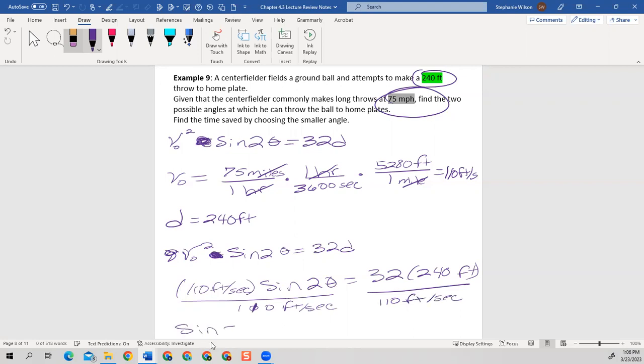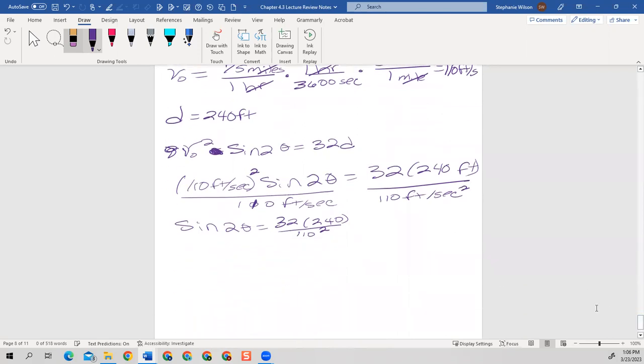So now I have sine of 2 theta is equal to 32 times 240. The feet reduced, and it's going to leave me with seconds. And don't forget, the velocity was squared, so we're squaring that 110. I'm going to try to scroll down, so please write down all this information. Pause it if you have to, just in case my computer decides to erase it all. All right. Now, I have 32 times that 240 divided by 110 squared.